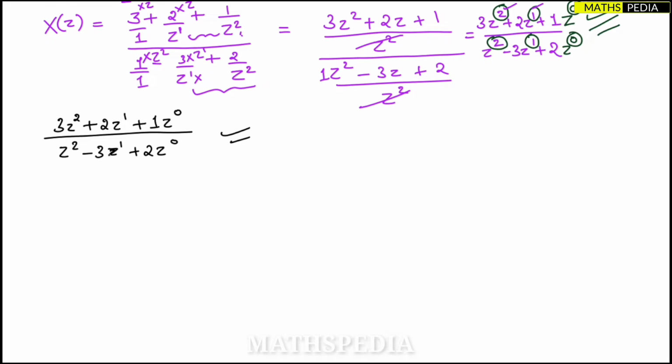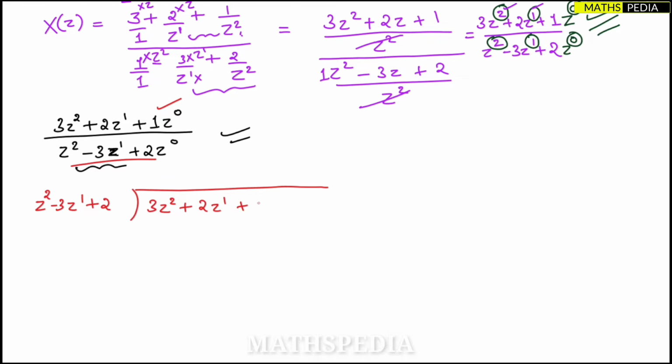So let us go for the division part. We have converted into positive powers as well as kept it in descending order. So all the conditions are done, we can go for division. As you know, the denominator part will come outside. So if you draw this, the denominator part is z power 2 minus 3z power 1 plus 2z power 0, you can write it as 2 only, and I have to keep it outside. Inside will be the upper part, the numerator part: 3z power 2 plus 2z power 1 plus 1.